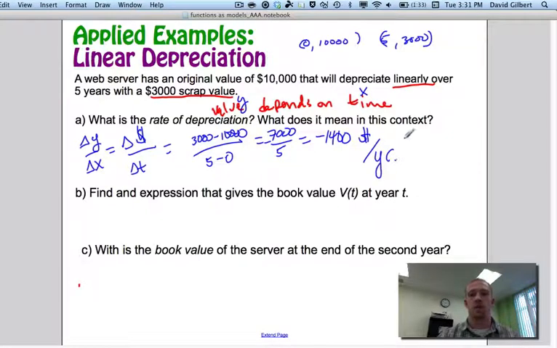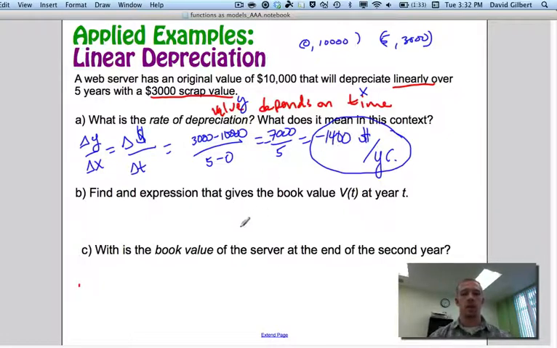Keep the units because that helps remind us of the context, and it also will help us interpret certain things, or more easily solve some of these problems. So what does it mean in the context of this problem? It means that every year the value goes down by $1,400. I did this out, but you could have just looked at it. It's losing value. 10 grand to 3 grand is negative 7 in 5 years. So negative 7 grand over 5 is negative $1,400 per year.